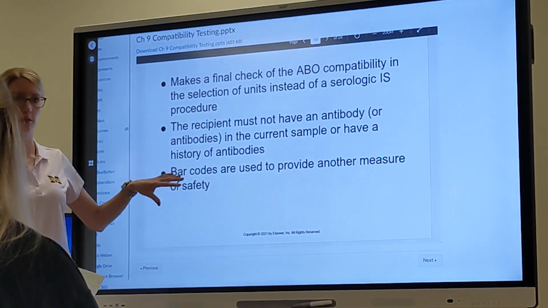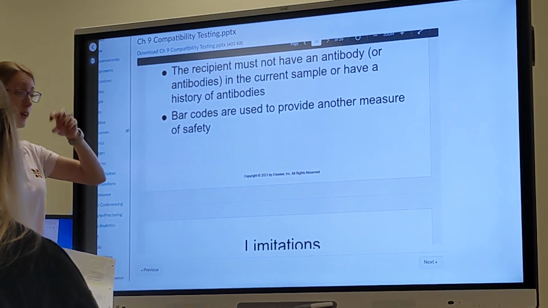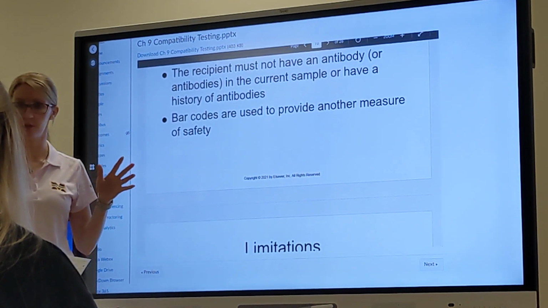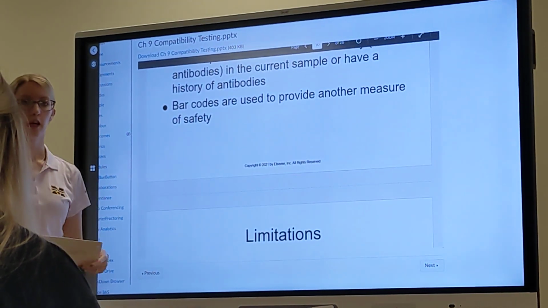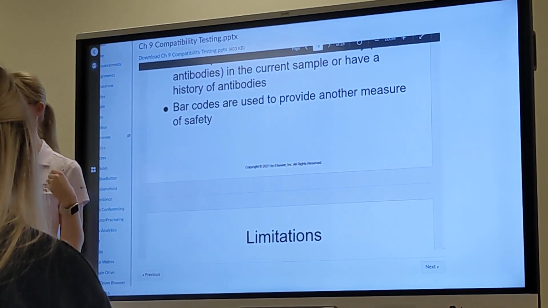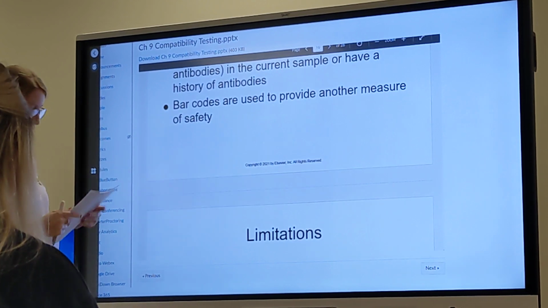Not everybody does these computer cross matches because it takes a lot of background work with the computer people, so the LIS people, the lab information people, and then they have to validate it and make sure it doesn't make any mistakes. So it takes lots of testing in the background to make sure it works. So that's when you can do it.